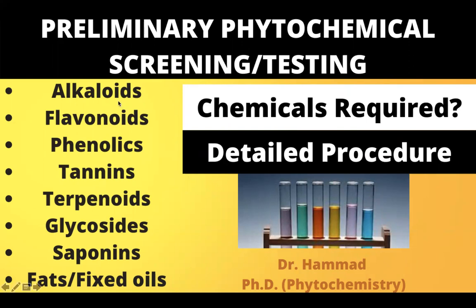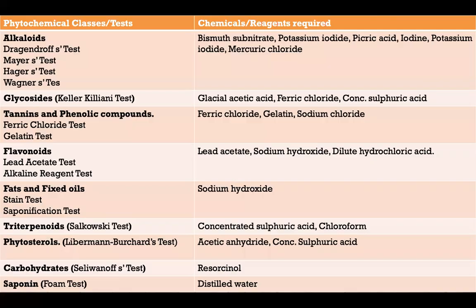I will tell you how you can do the phytochemical testing for different phytochemicals, including alkaloids, flavonoids, phenolics, tannins, terpenoids, glycosides, saponins, fats, fixed oil, and some others. So first of all, these are the phytochemical classes for which I will tell you how you can do the phytochemical testing, including all these.